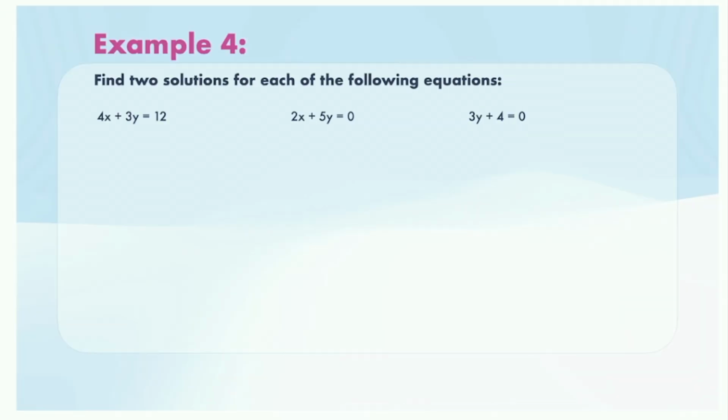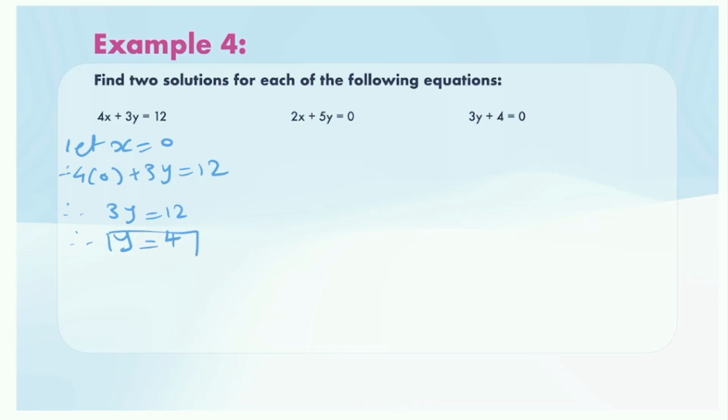Now we will see example number 4. Find two solutions of each of the following equations. So I just have to find the two solutions, and what is the easiest method? Put x equal to 0 and find y, and put y equal to 0 and find x, right? So for the first one, let me write: let x equal to 0. So it will be 4 in bracket 0 plus 3y equal to 12, right? So it will be 3y equal to 12, and final answer y equal to 12 by 3, that is 4. I have written directly, right? 12 by 3, that is 4.